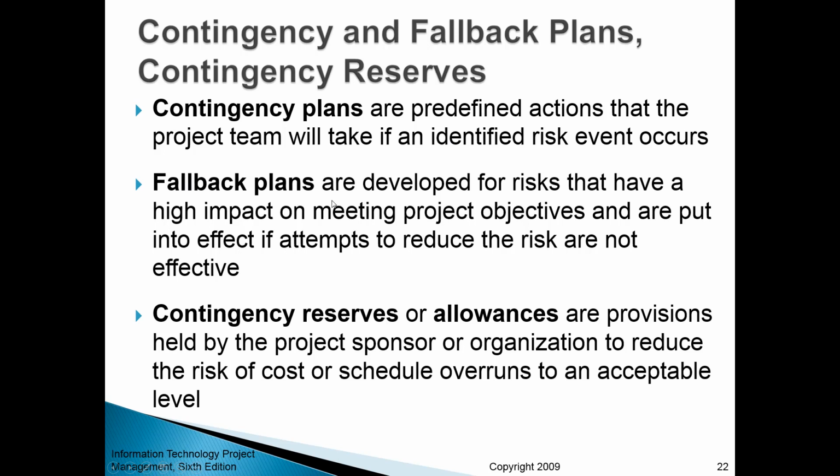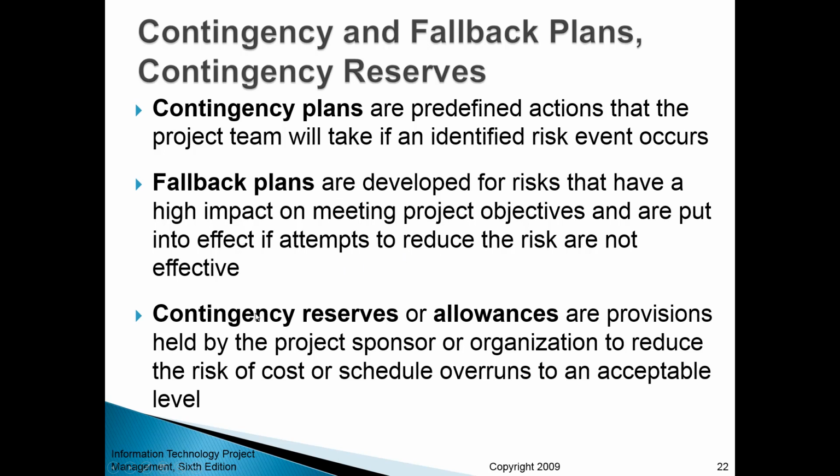Something related to that are fallback plans. They're developed for risks that have a high impact on meeting project objectives and are put into effect if the attempts to reduce the risk are not effective. So what it means is that there are some events that have a high impact on your project, and if you cannot somehow address this risky event, you still need to move forward somehow with the project. So you need to have a fallback plan. I think a more common term for that is Plan B. I mean, if nothing works out, what are you going to do to make sure your project still goes forward?